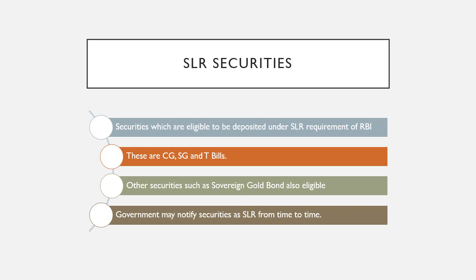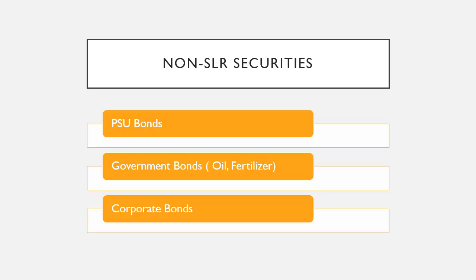Securities which are SLR securities can also include sovereign gold bonds, something which have been frequently issued in the recent past by the RBI. Apart from this, the government may also notify certain securities to be SLR securities, but that is purely up to the government. In the past, there have been instances where the government has declared oil bonds to be SLR security. Now, SLR security has a separate desk in Treasury, which means there are people who only deal with SLR securities, while you may also have another desk which is called non-SLR.